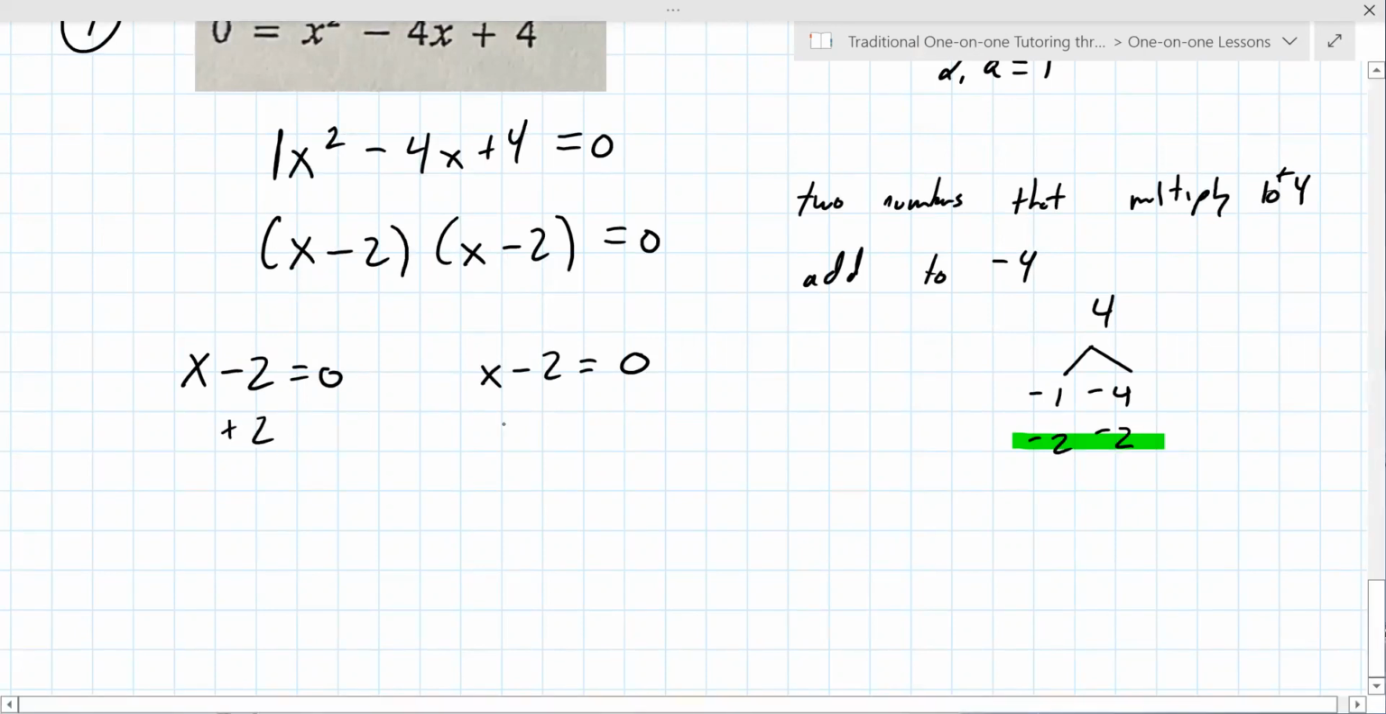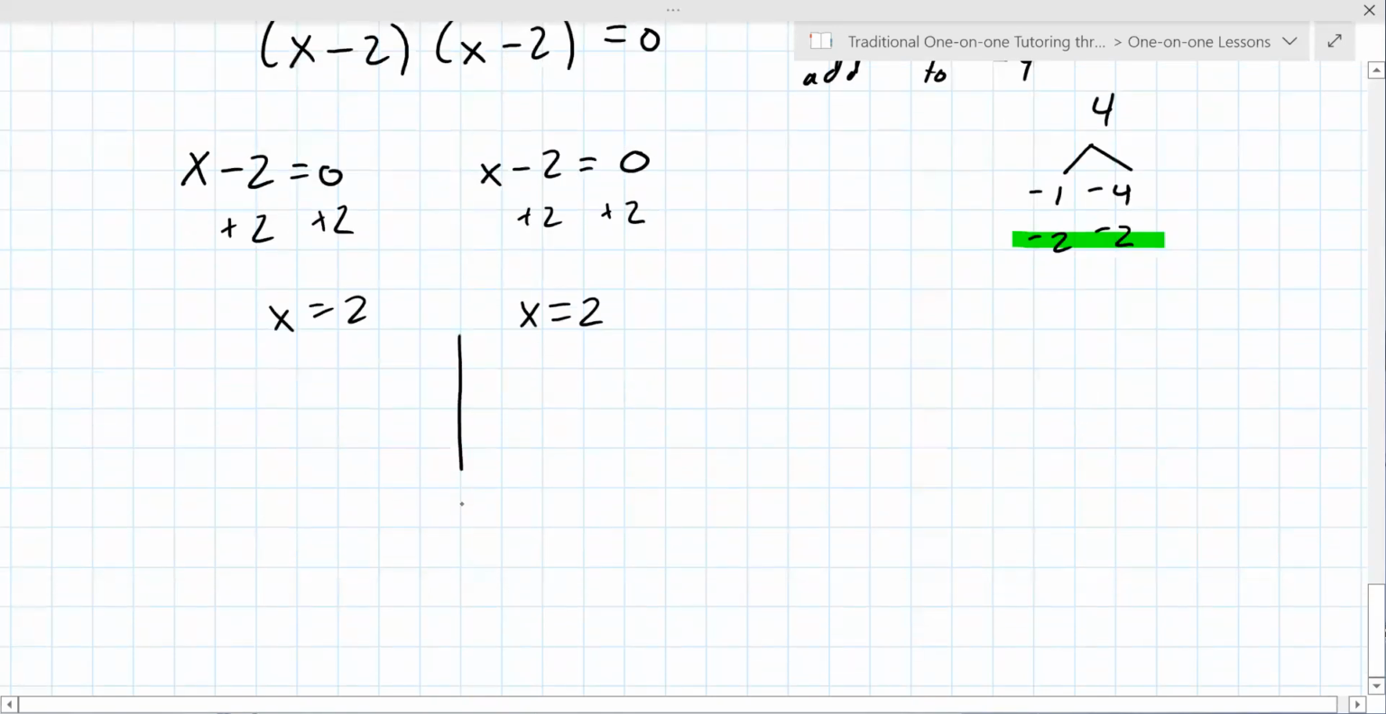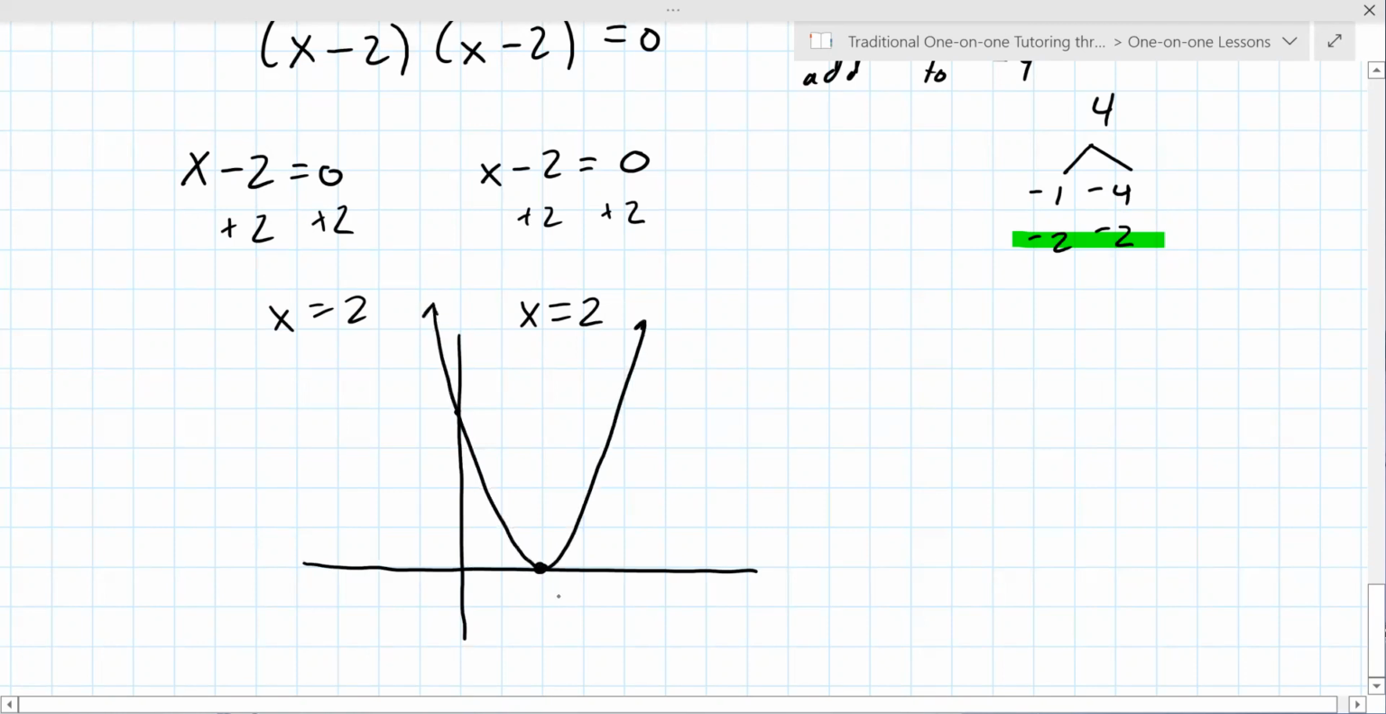So you add 2 to both sides, add 2 to both sides. So your answer is x equals 2, x equals 2. So this is an example of that repeated root. Graphically, this thing looks like this. I could just make this as nice as I can. It touches. This is the repeated root.